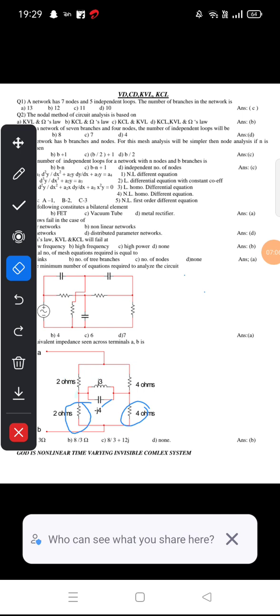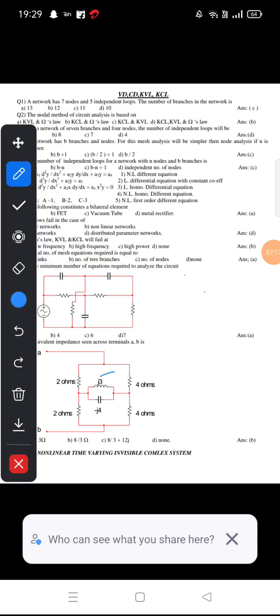Then when no current is flowing through this j3 ohm and minus j4 ohm combination, it will be eliminated, right? When it is eliminated, 2 ohm and 2 ohm are connected in series. Again this 4 ohm and 4 ohm are connected in series. Then 2 and 2 in series, the resistors will be added: 2 plus 2 is 4, again here 4 plus 4 is 8. 4 in parallel with 8, that is 4 into 8 by 4 plus 8. If you simplify that, you will get the answer 8 by 3 ohms.